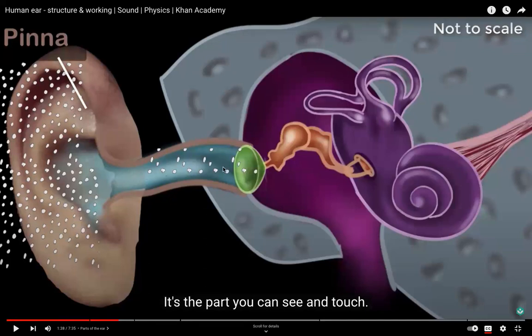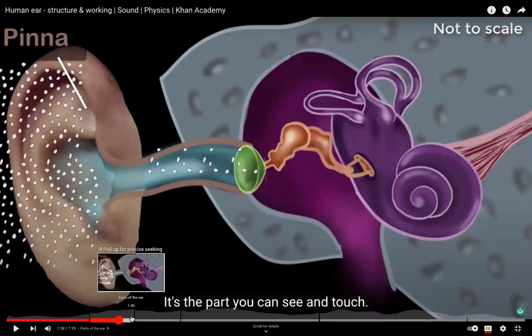It goes through this and vibrates here. Here we did not talk about this, right? We have not discussed this canal. This also will be helpful to maintain the pressure, right? Outside pressure and inside pressure is a very, very important thing that we couldn't discuss here in this video.